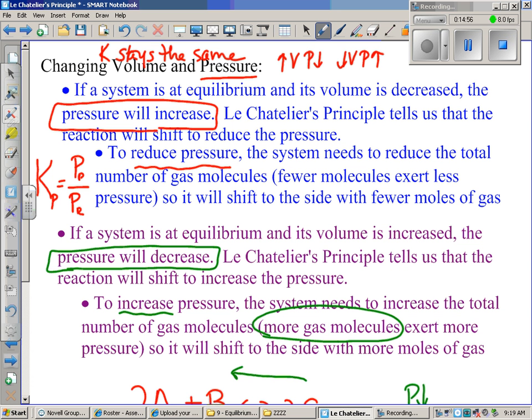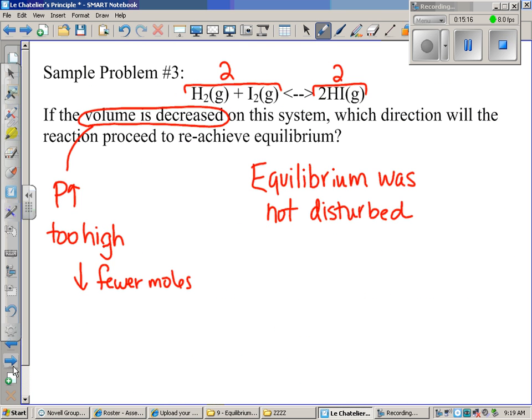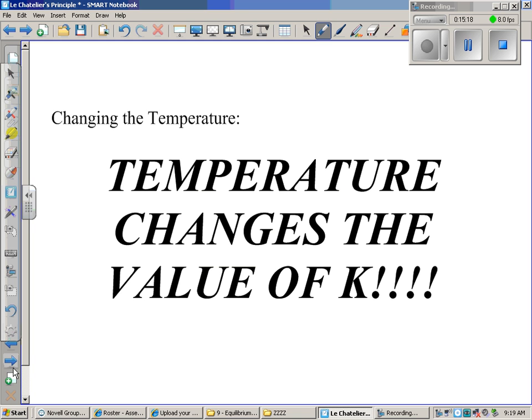Temperature has its own special situation that we are going to have to deal with. Temperature is going to get into a whole new realm of what actually is going to end up happening, and it's actually going to change the value of K altogether. So let's take a look at temperature. Okay, so there it is, great big slide. So it is going to actually change K.